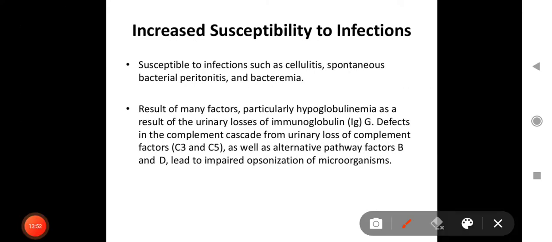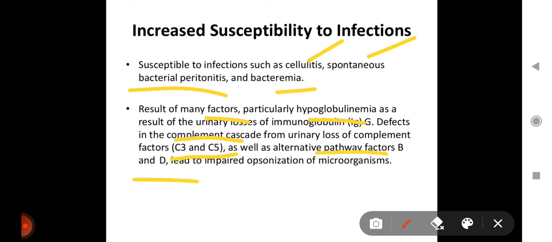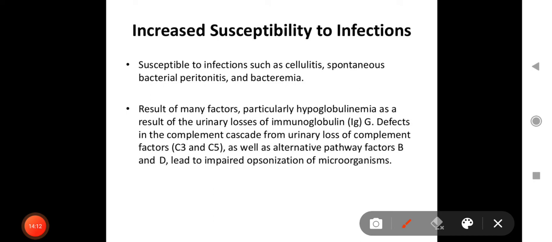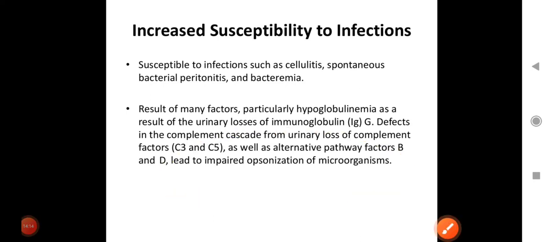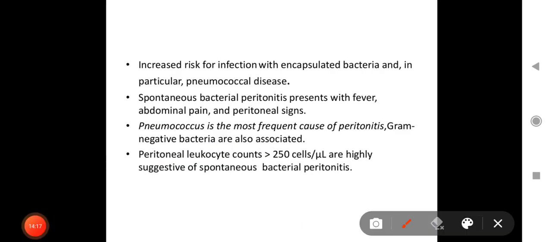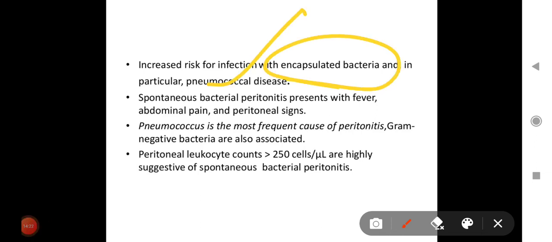Increased susceptibility to infection. We have seen that nephrotic cases present with cellulitis, spontaneous bacterial peritonitis, and bacteremia. Many factors play a role, like hypogammaglobulinemia. As you have seen, IgG levels are decreased. Also the complement levels C3 and C4 are lost in urine, and alternate pathway factors B and factor D are also lost in urine. So overall all of these lead to impaired opsonization of microorganisms. So there is always an increased risk of encapsulated bacterial infection, particularly pneumococcal or meningococcal. Spontaneous bacterial peritonitis may present with fever, abdominal pain, and peritoneal signs.